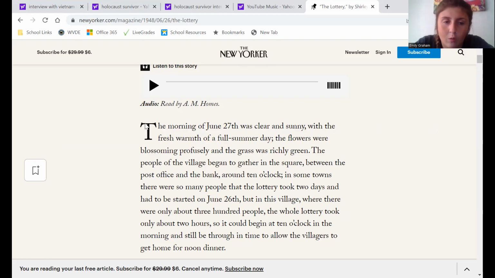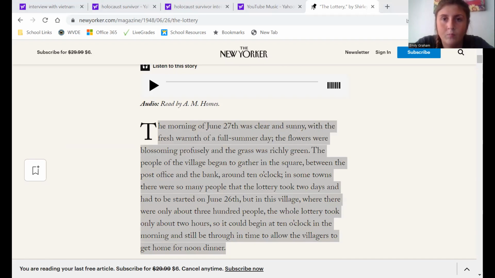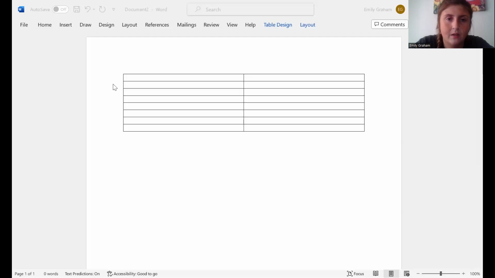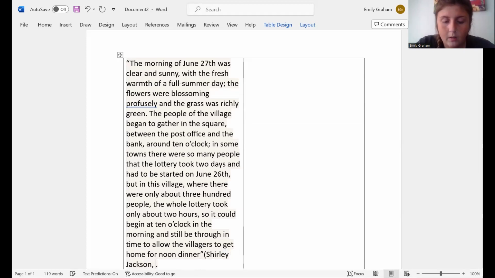So this whole paragraph, first lines of the story, I'm going to copy and paste this over. Let's look at this together. Share screen. I'm going to paste it on my left side. All right, and I need to put my quotes and parentheses, Shirley Jackson, comma, and it's a short story, so I'll need to italicize The Lottery.